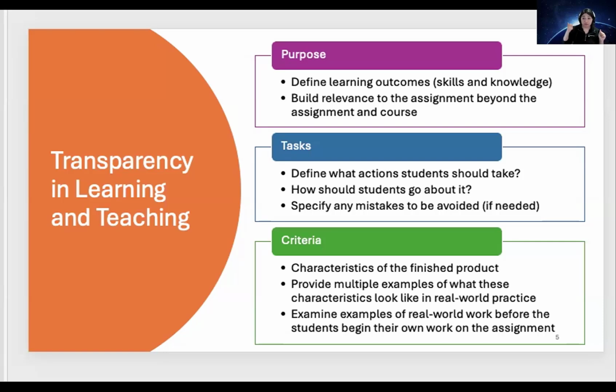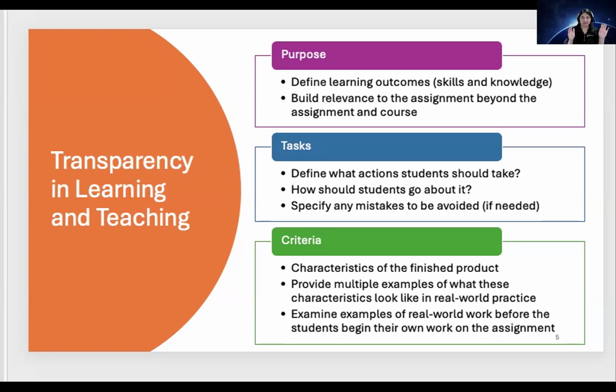So these are the two big elements: purpose and task, and the third big element is criteria. What does the finished product look like? If an equation is solved, how does it look, right? You provide multiple examples, and multiple examples have been said to improve students' understanding of what the finished product would be and help students in reaching that finished product. It also helps students see, okay, if this skill is gained, what will I be able to do in the real world, right?